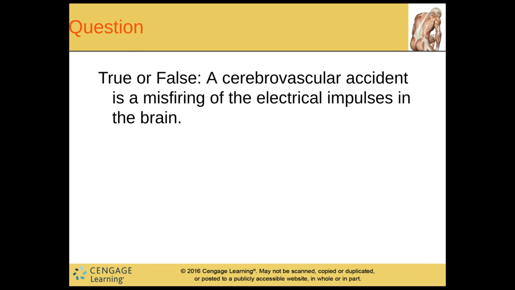Okay. So, question, true or false? A cerebrovascular accident is a misfiring of the electrical impulses in the brain.